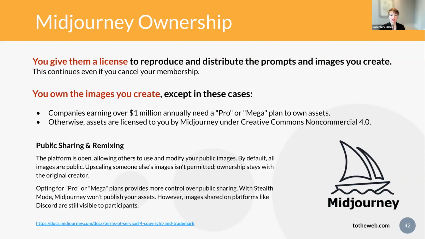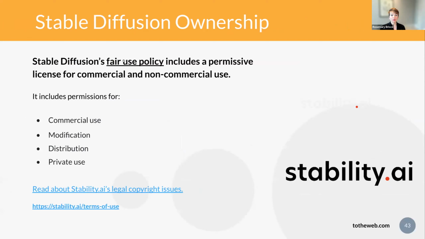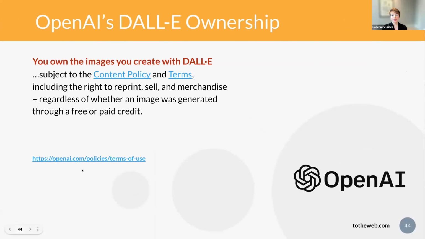And you own those images, but you also have to make sure that they don't infringe on others' copyright. So on one hand, MidJourney is telling you you own everything, but it's still up to you to decide whether there's a trademark or copyright on those images. Stable Diffusion also allows you to use their images for commercial and non-commercial use. OpenAI also is the same. They say you own the images subject to their content and terms.